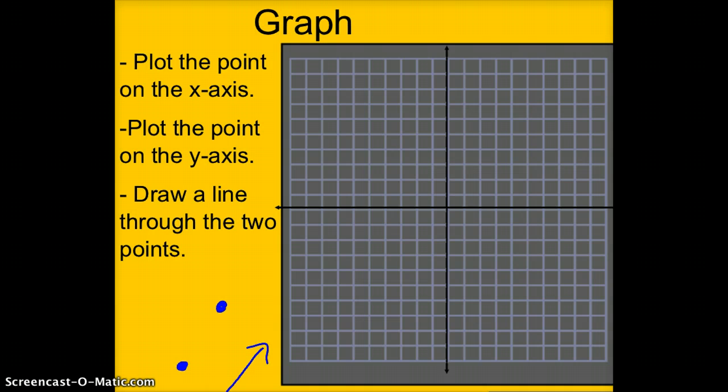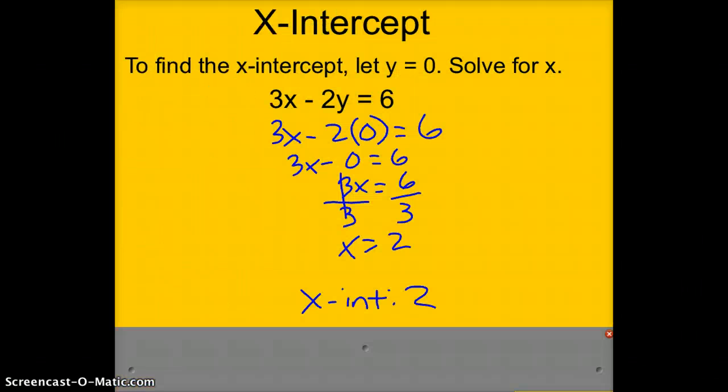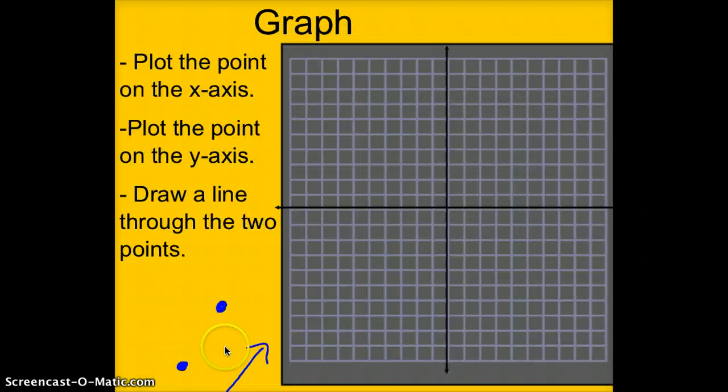Now we're going to move to the last tab. You're going to flip up the graph tab. At the top, it gives you these directions. The first thing you're going to do in order to graph is plot the point on the x-axis. If you think back to the equation, our x-intercept was 2. So on our graph, we're going to plot the point (2, 0) to represent our x-intercept. That's going to go right there.